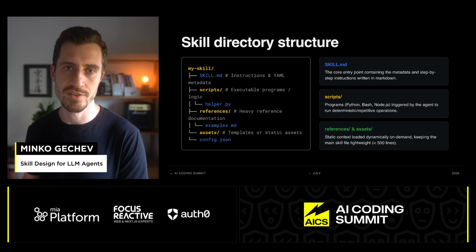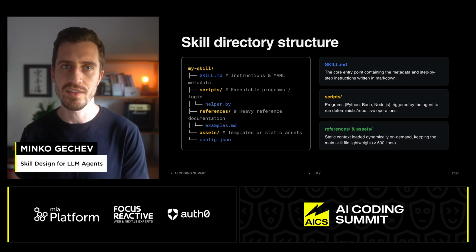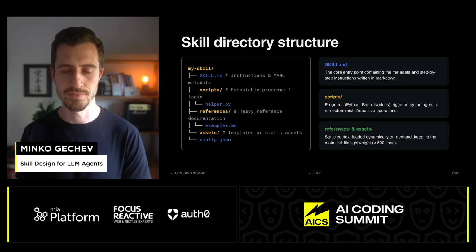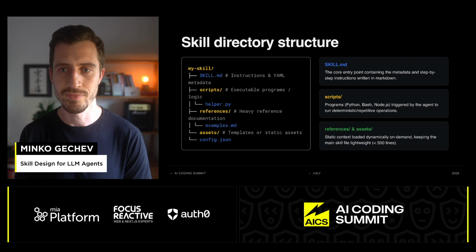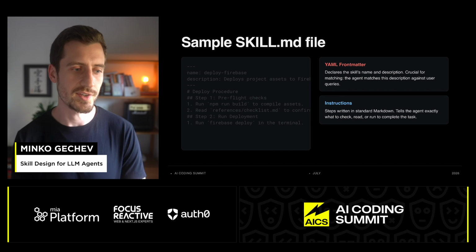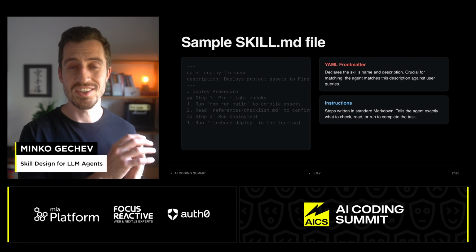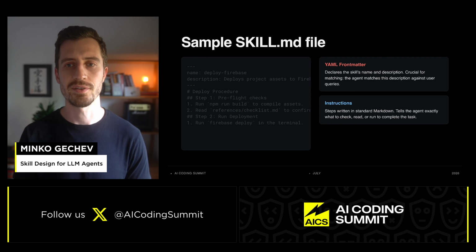And we have references and assets. The references and the assets are very useful when we'd like to keep SKILL.md slim and very focused on step-by-step instructions. We can reference the references in SKILL.md. And here is how SKILL.md looks. It's just a Markdown file with a YAML frontmatter that contains the description and the name of the skill, and the procedural instructions after that.